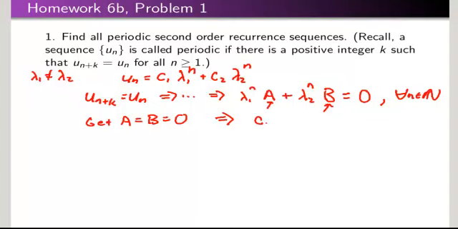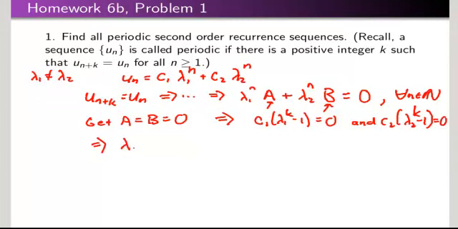So you'll have something like C1 lambda 1 to the k minus 1 is 0, and C2 lambda 2 to the k minus 1 is 0. So lambda 1 and lambda 2 have to be kth roots of unity, if they appear at all. Of course, if C1 is 0, there is no lambda 1 to worry about. So these are the only cases that we have to think about. So we have to ask, what are the possible kth roots of unity we can have?